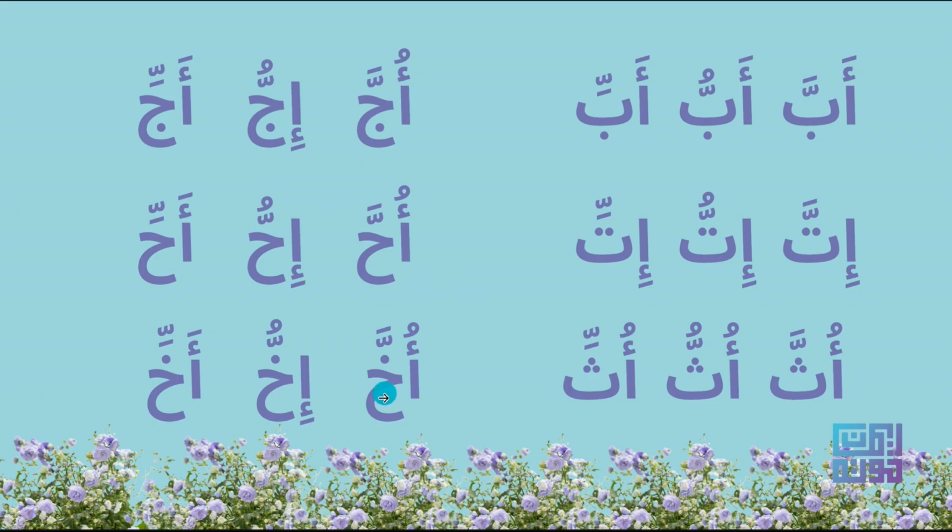What about the ha? The ha and the kha belongs to the soft character. So the sound is going to run a little bit. Here we have a hamza dhamma with a ha shadda with a fatha. So it's uha. You see how the sound is running? Uha, ihu. Again, ihu, ahi, ahi.